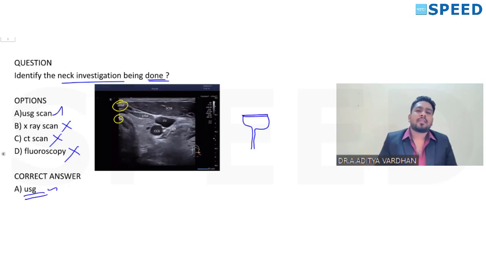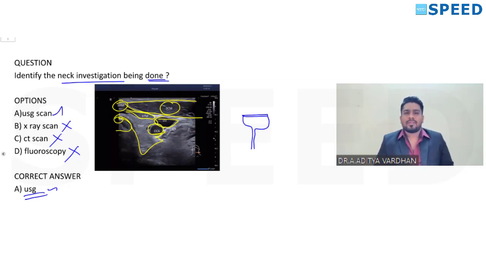So what happens, we are able to see the muscles in that area, that is the sternocleidomastoid muscle. This is the sternocleidomastoid. And this is the sternothyroid muscle. This is the tracheal ring that is present here, and this is the lobe of the thyroid. And this is the common carotid artery. This is the internal jugular vein. All of this has been given in this image.